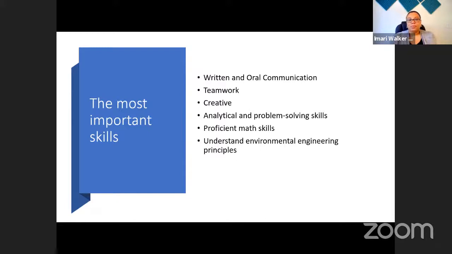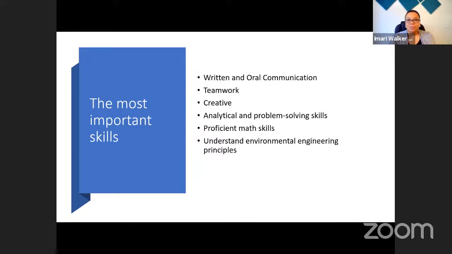Okay, so I've hit the nail on the head with math. And I think I just hit the nail on the head with understanding environmental engineering principles. So you need to understand there are quite a few different main formulas, whether that's like PV equals nRT, that's just normal chemistry. But there are a few that'll be very important throughout your career as an environmental engineer.